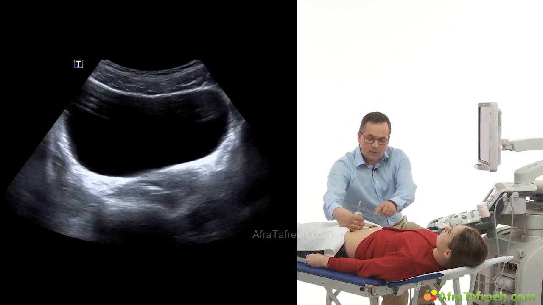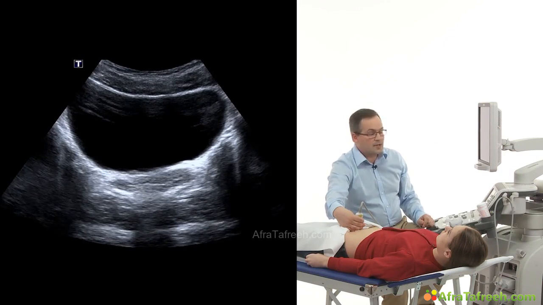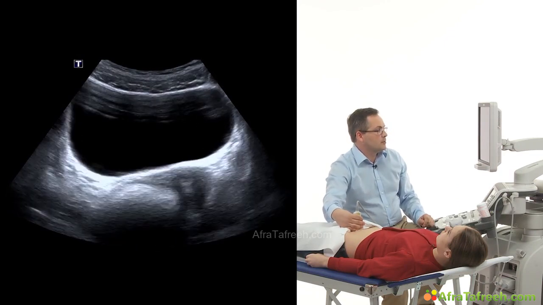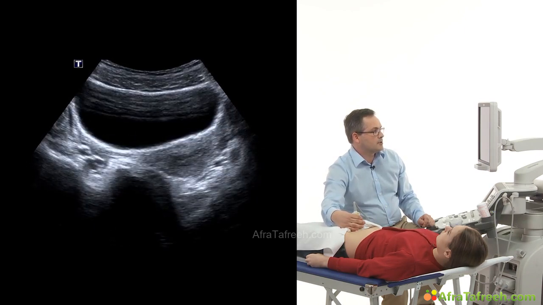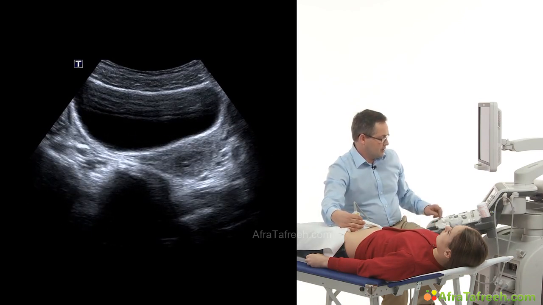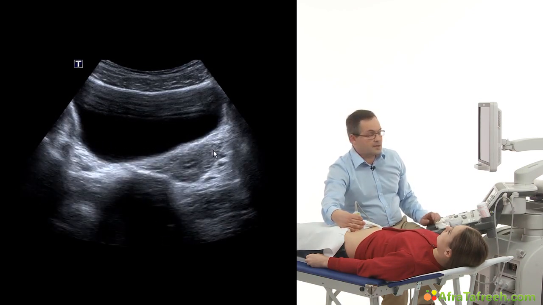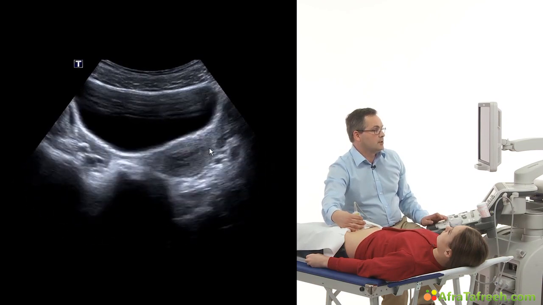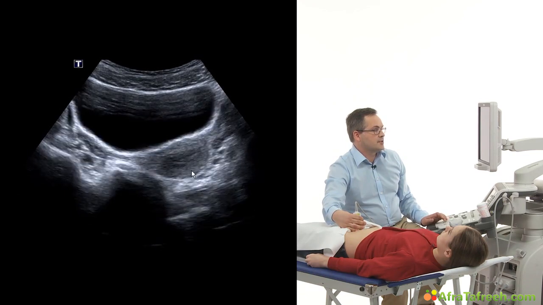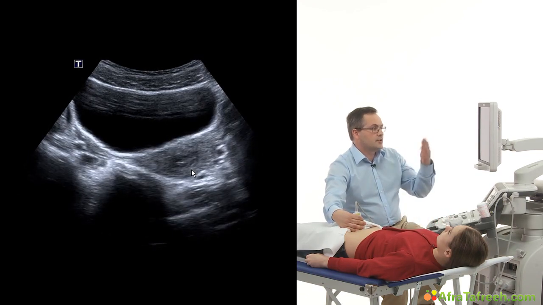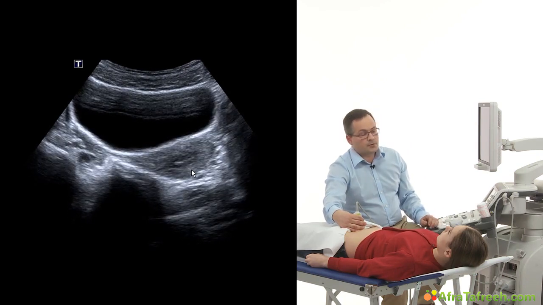We check whether the nose of the probe is heading to the patient's right side. We tilt the probe upwards in order to find the uterus. And in this particular case, we can detect that the uterus is located slightly to the patient's left side, which is quite normal. And the position of the uterus is in this case cranial and left-sided due to the filling of the bladder.